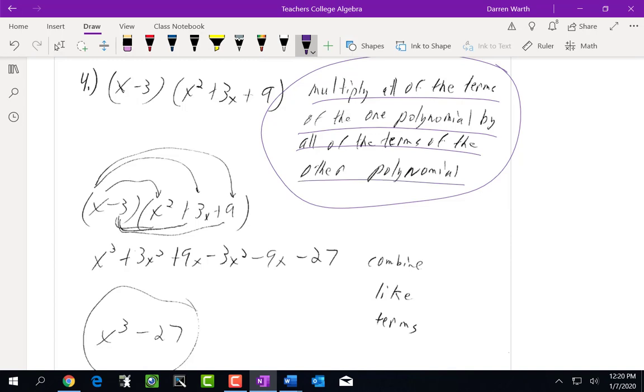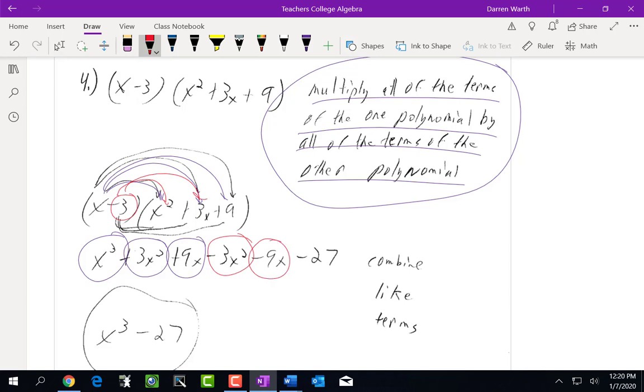And I like to draw arrows as I do this. I take x times x squared, and I get x to the third. I take x times 3x, and that's going to give me plus 3x squared. I take x times 9, I get plus 9x. I'm going to go ahead and distribute this negative 3 on through. So I take negative 3, multiply by my x squared, and I get negative 3x squared. I take negative 3 times 3x. That's going to give me this negative 9x. The negative 3 times 9 is going to be negative 27.